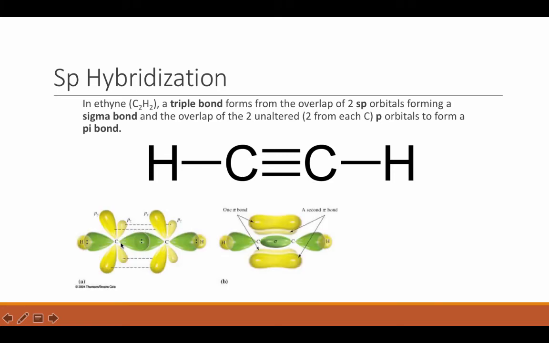Therefore, we know that each carbon will form one sp hybrid orbital and leave two unchanged p orbitals behind from the two p orbitals that remain. Then we get an end-to-end overlap to form our sigma bond between the two carbons and two side-to-side overlaps, as you can see by the dotted lines here, that represent our pi bond. One sigma and two pi bonds gives us a triple bond.